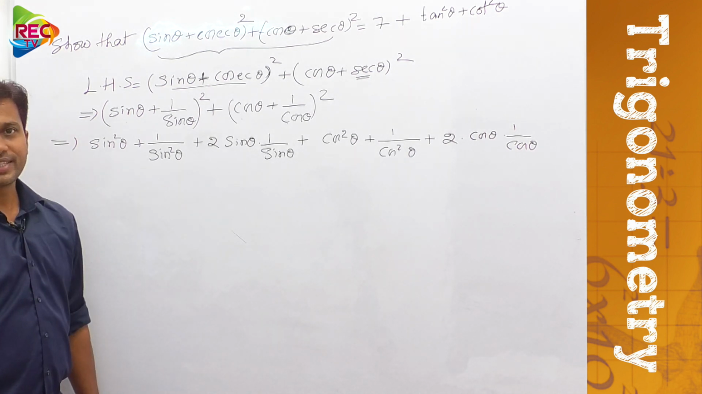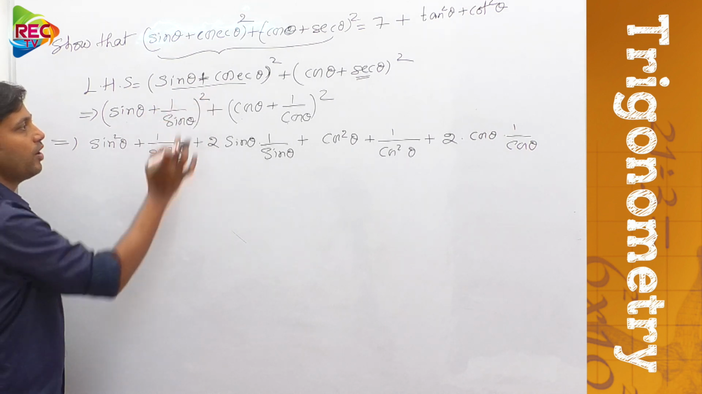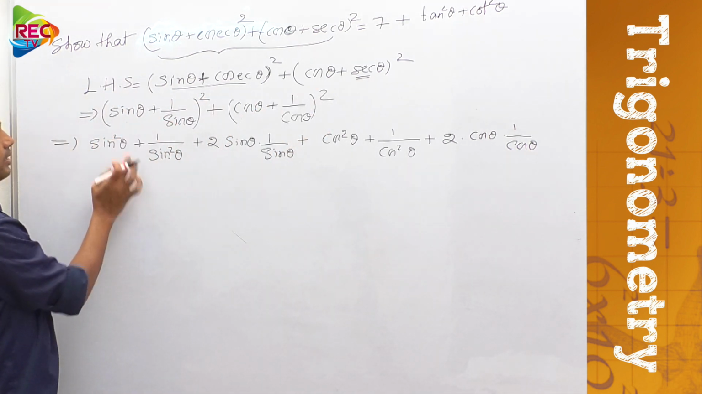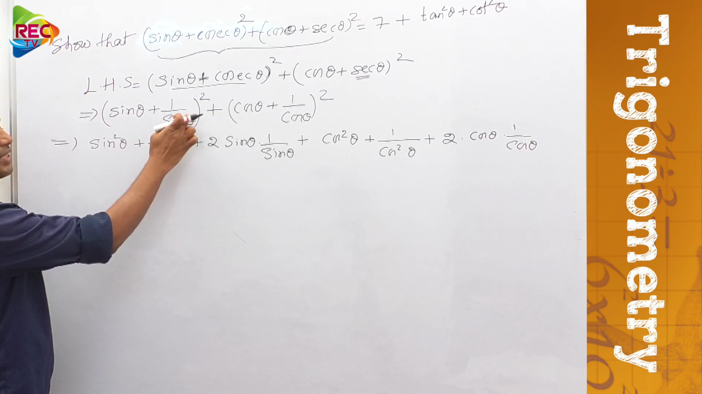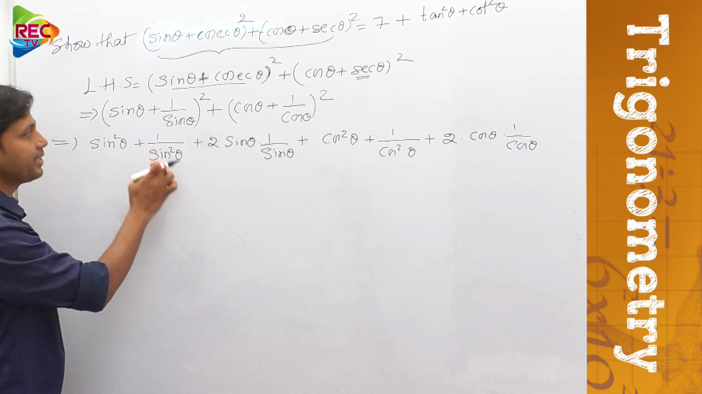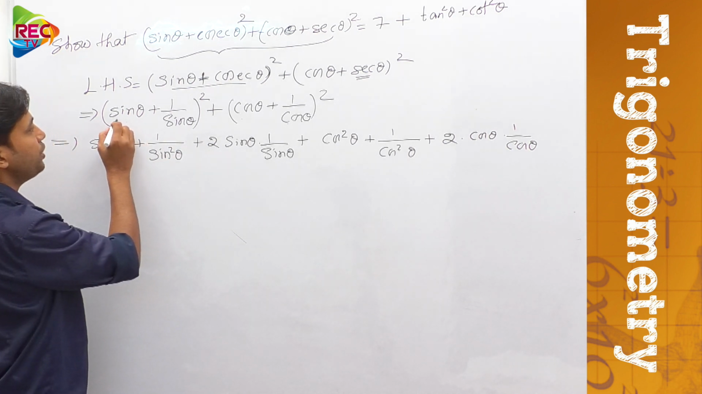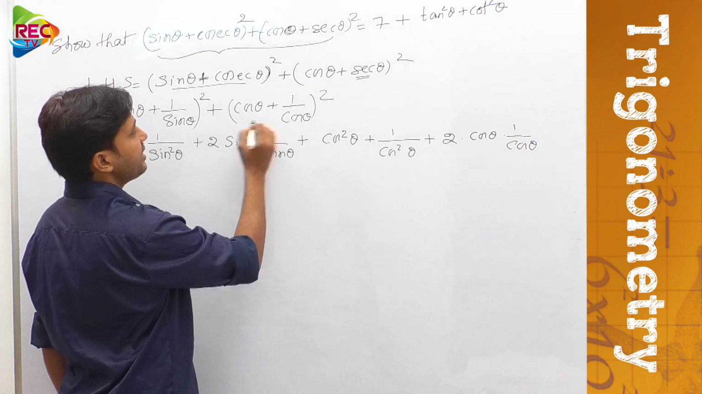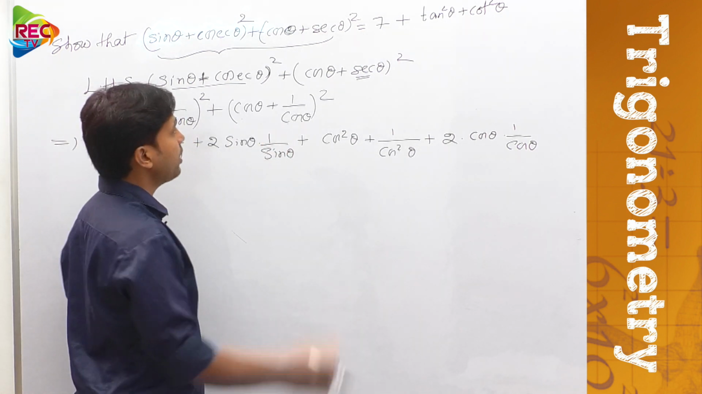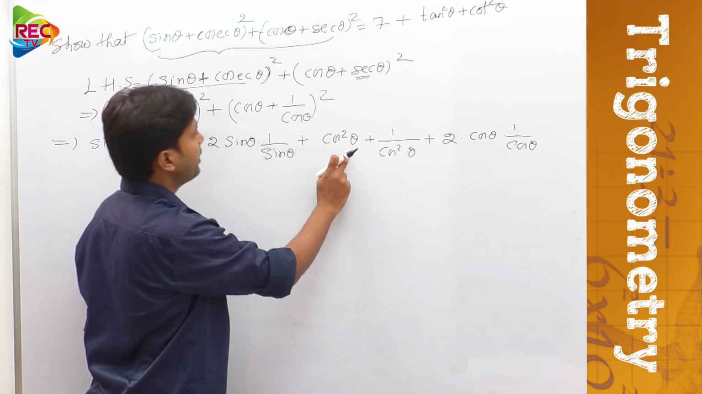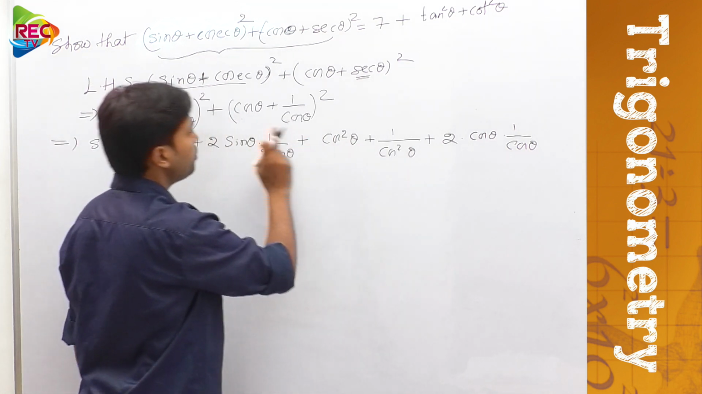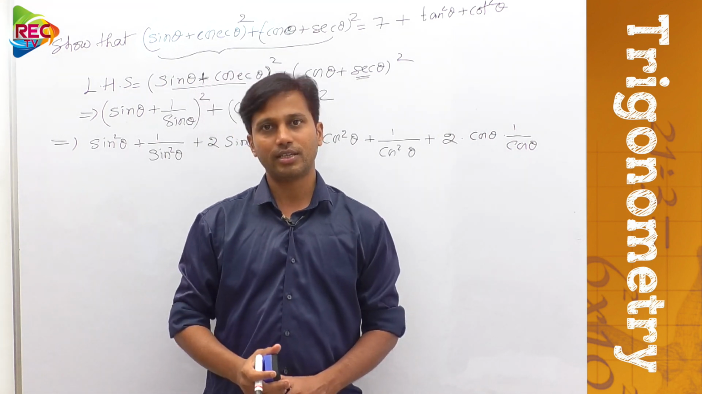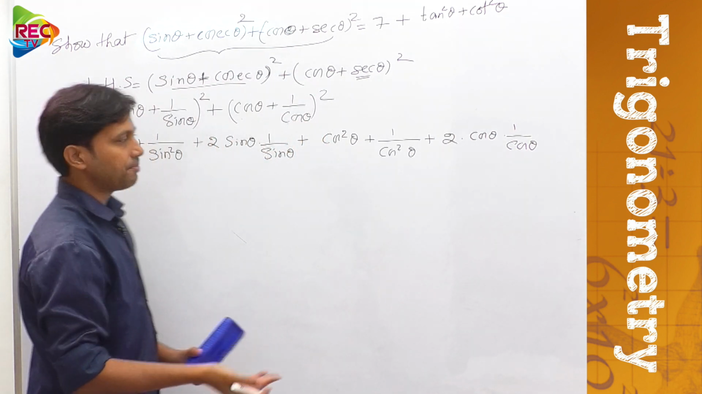Let me explain to you once again that this is the A plus B whole square form, and this is again the A plus B whole square form. So we are going to expand this. A square, that is sin square theta, B square, that is 1 by sin square theta, and 2AB means 2 into sin theta into 1 by sin theta. Now next one, this is again in the form of A plus B whole square. A square, that is cos square theta, B square, 1 by cos square theta, 2AB, that is 2 into cos theta into 1 by cos theta. Is it clear for you guys or not? Yes. Now let us do the next step.